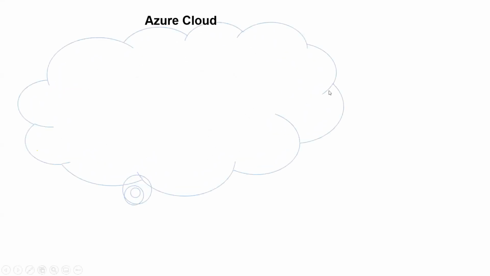Now we have to understand how this virtual network works, how you can set up your PC in this network and how to access it. So now this is your Azure cloud. This is your cloud network, this is the cloud service provider. In our case, it is our Azure cloud.